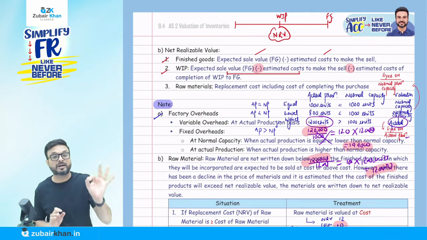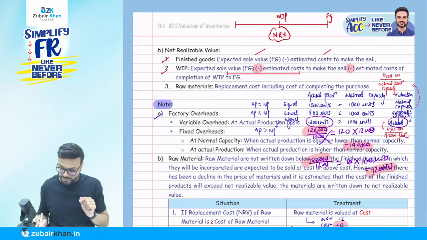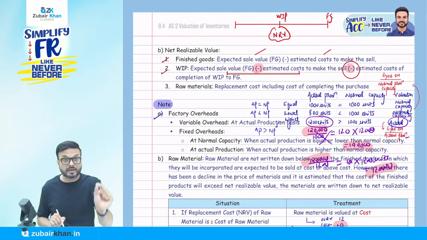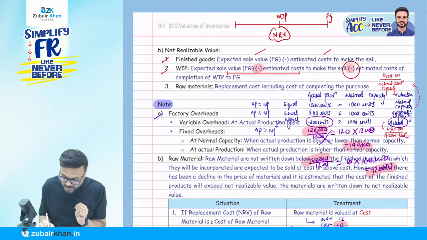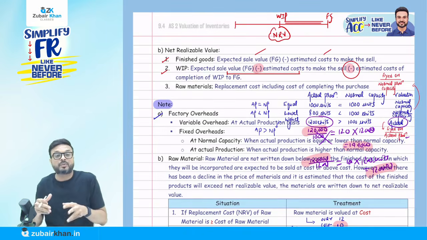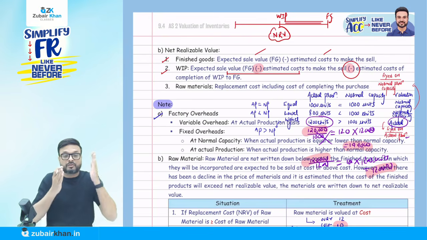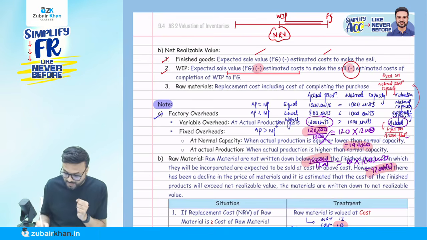We find out the NRV of finished goods, but one more additional point will come here. That is the estimated cost of completion of WIP to finished goods. It means whatever cost I am going to incur from the WIP to finished goods stage, which I am expecting that I am going to incur, that also has to be deducted. So we find out the NRV of finished goods.